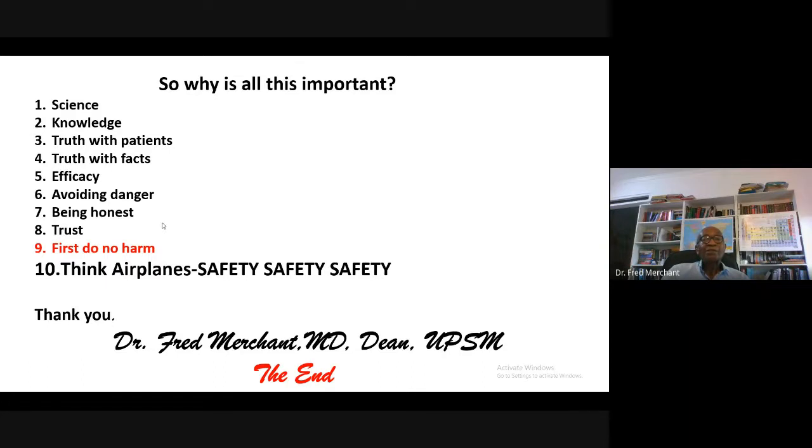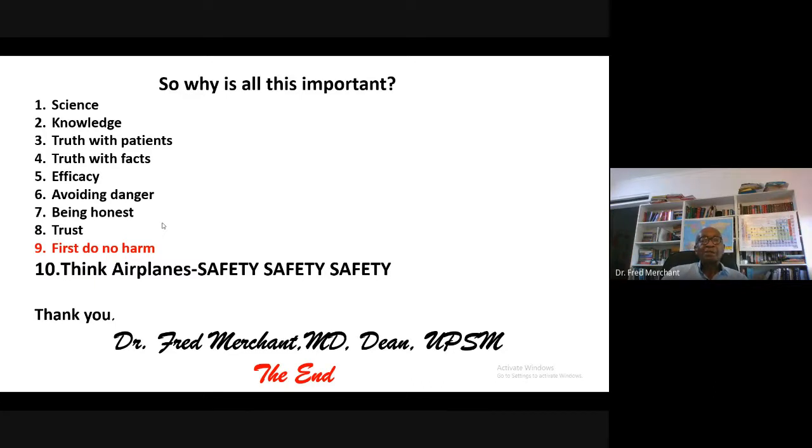Efficacy, are these things important? Will they make a difference in anyone's life or existence? How do we avoid danger? Being honest, and in medicine, we have something that we all swear to and we take an oath of Hippocrates and we say we will do things because they're right, not just because they're okay, but because they're right, and we will respect our patients, we respect all of you. And trust, do you trust what I'm telling you is the truth? You can go and look it up, and I invite you to do that.